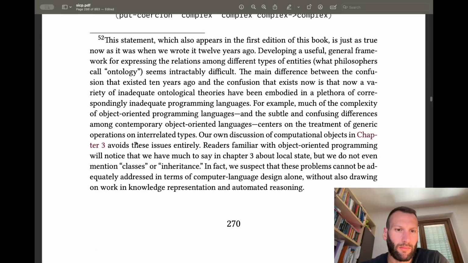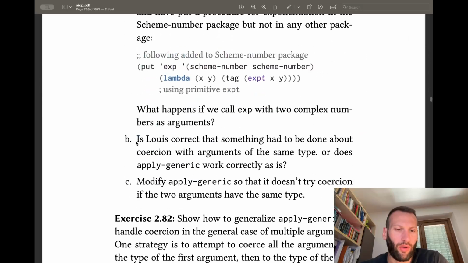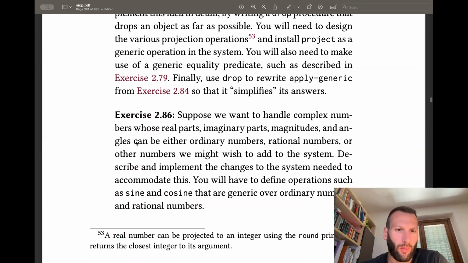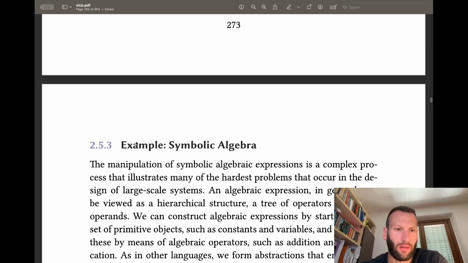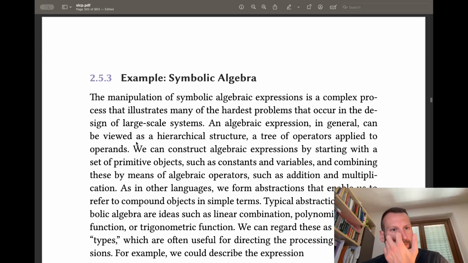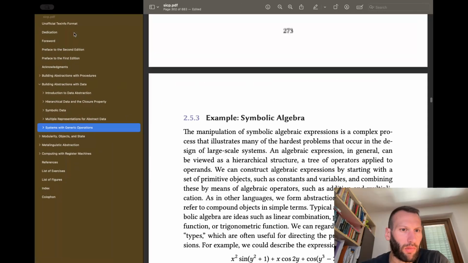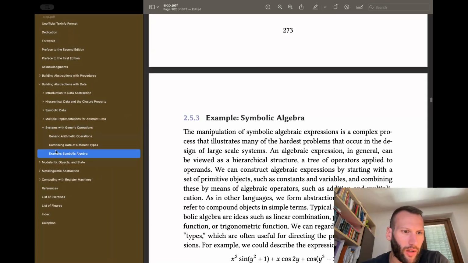Okay, bunch of exercises. I think we are done. I think that this is the end. It is not the end. Let me see. Show sidebar. Systems with generic operations. Yes, that's the last section, and then we are done with chapter 2. Cool.